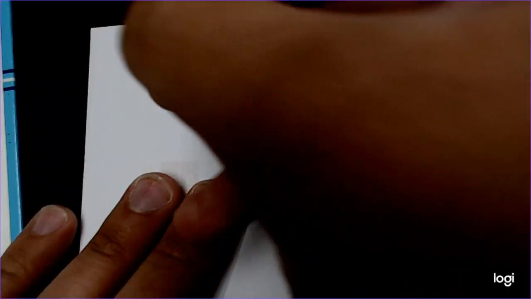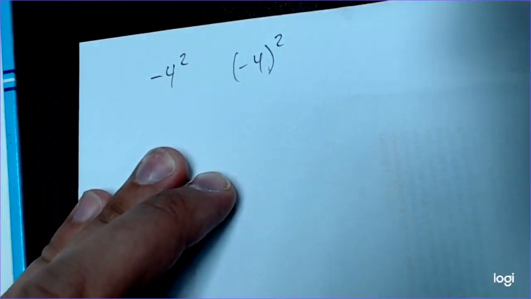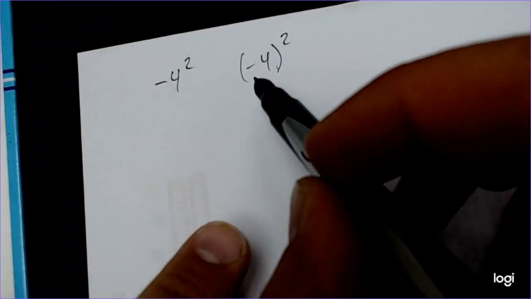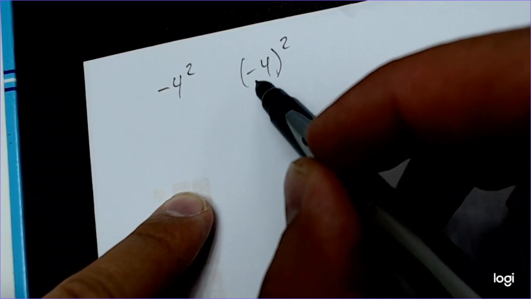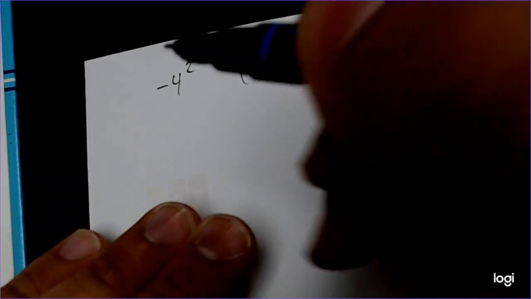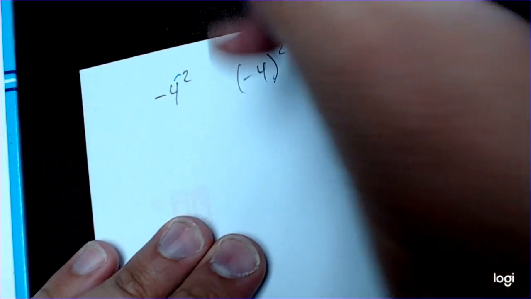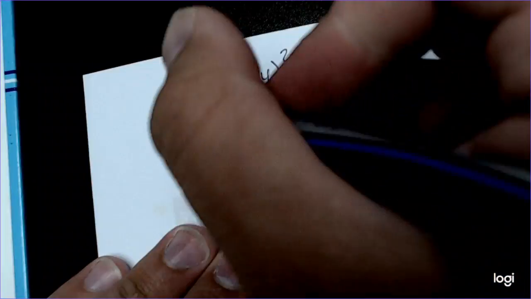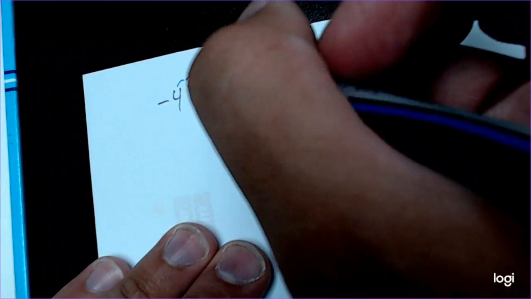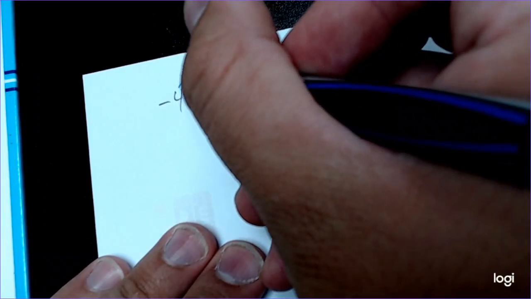Let's say I have negative 4 squared and parentheses negative 4 squared. What happens here, the difference between these two numbers is whether or not there's parentheses making the negative 4 all one number, okay? So if there's no parentheses around the negative 4, what I do first before I put the negative on the answer is I have to do the exponent first, okay? It's kind of like PEMDAS, because this is almost like saying negative times 4 to the power of 2.